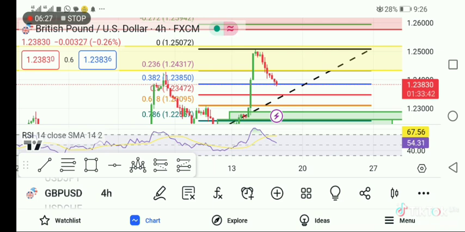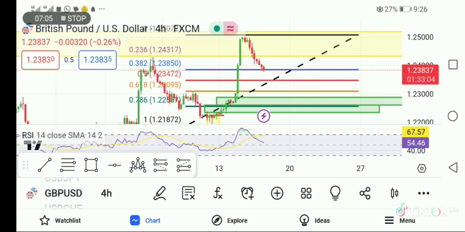So always bear in mind that the market is susceptible to news, especially high momentum news like CPI, NFP, and also the FOMC meeting. Those news always influence the market greatly. They greatly influence the market condition or market movement. So as you can see now, price is moving down.